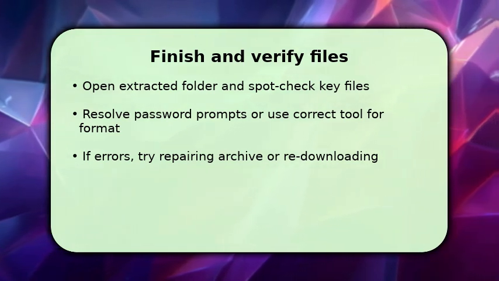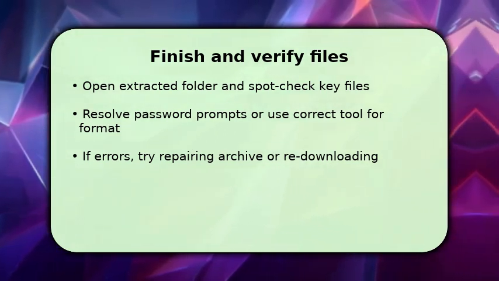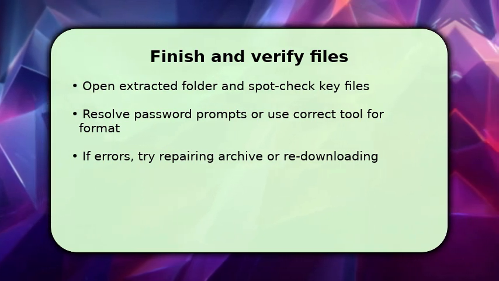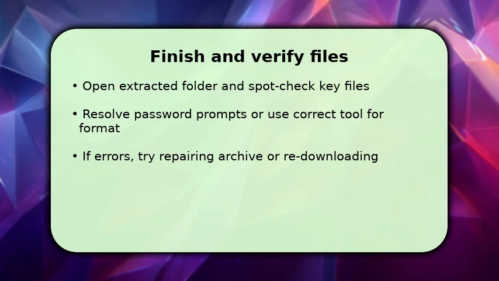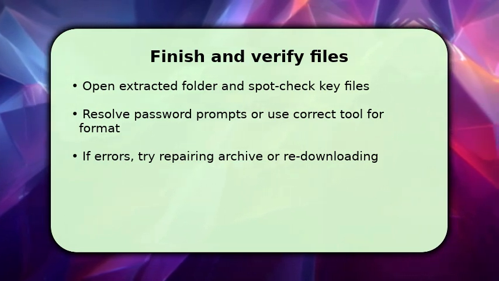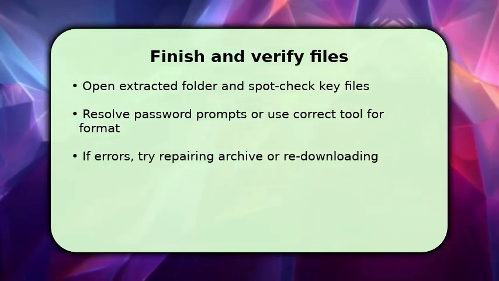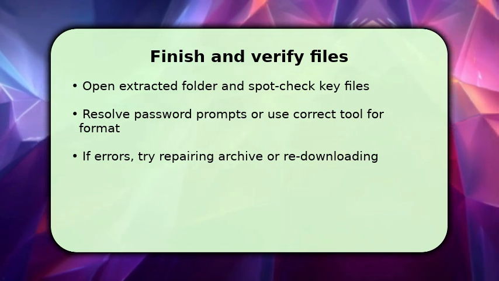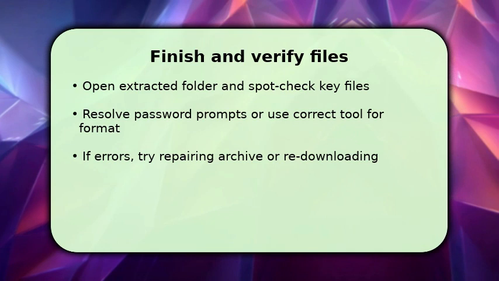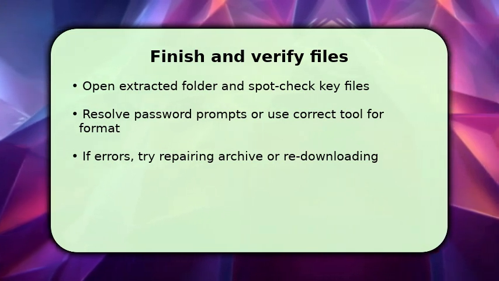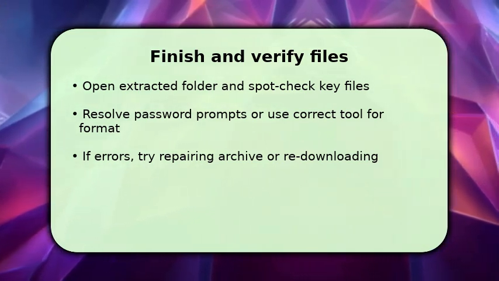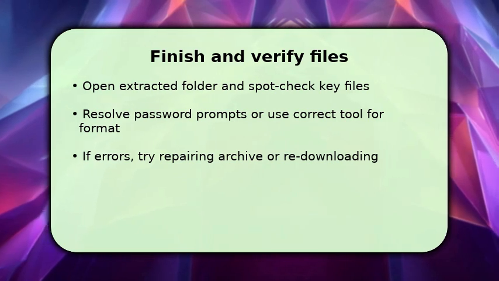If extraction warned about passwords, enter credentials or obtain the correct archive. If the file type still won't open, you might have chosen the wrong tool. In case of errors, try 7-Zip's repair function or redownload the archive from the source. One key troubleshooting tip: if files are corrupted, compare the archive size to the original and reacquire the file.